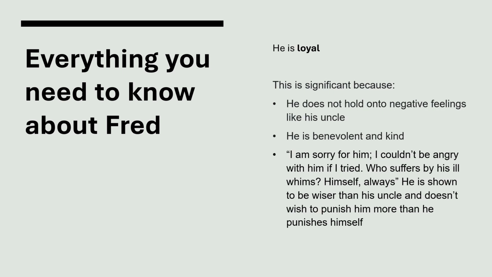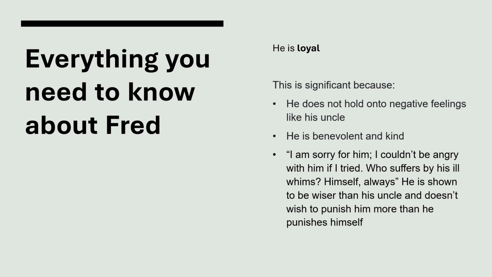And then we move on to the fact that he's loyal. So he doesn't hold on to negative feelings like his uncle. He actively pushes away any negativity. And that makes him benevolent and kind. Now, even when he is treated poorly by Scrooge, he still wants him to come to Christmas dinner. He believes in second chances. He gives people second chances. And we've got this last quote: "I'm sorry for him. I couldn't be angry with him if I tried.